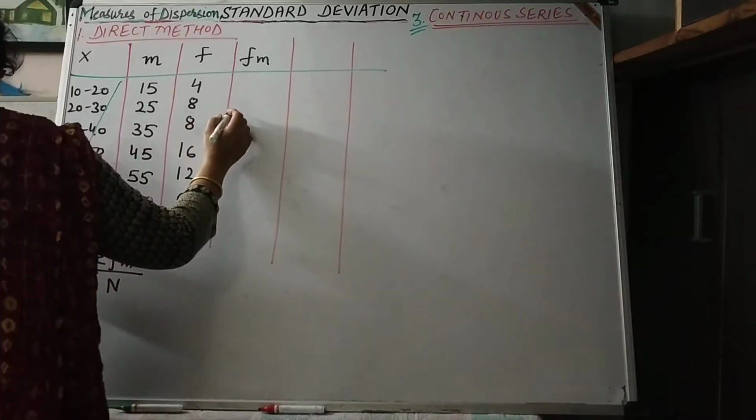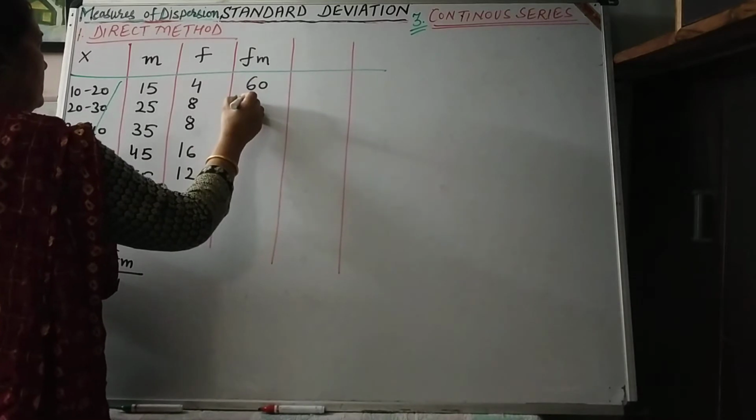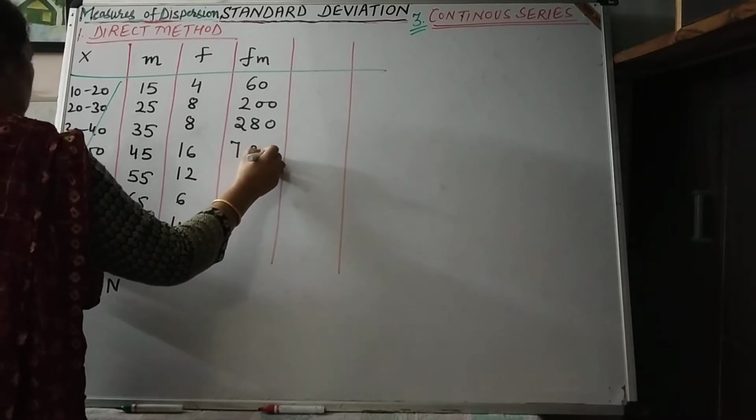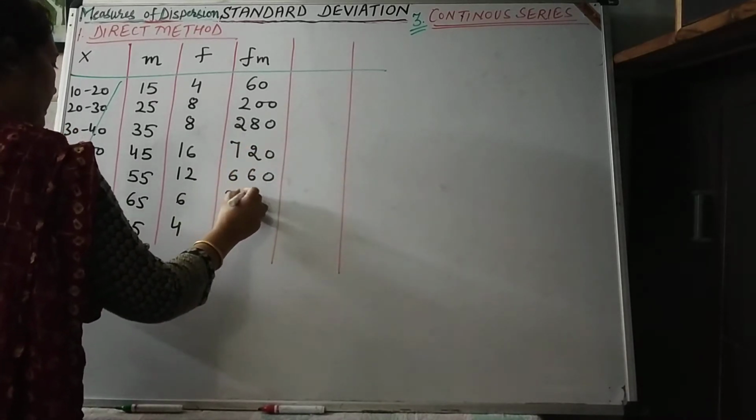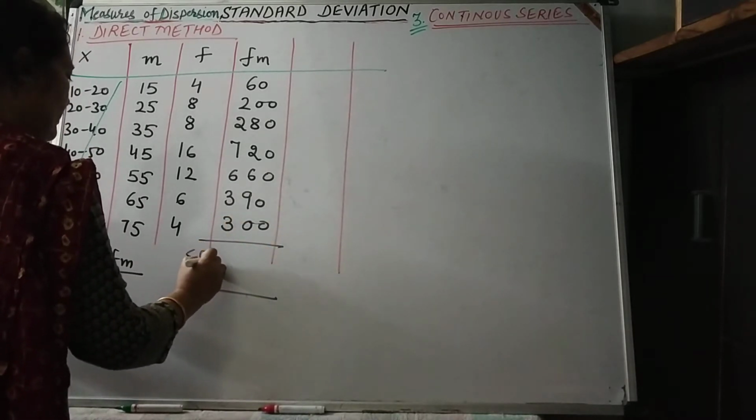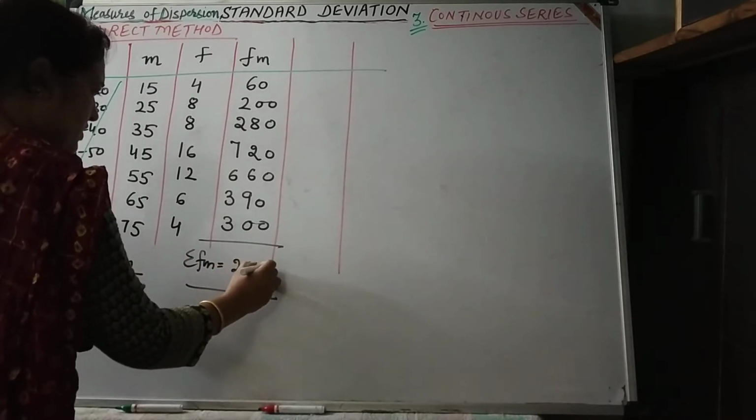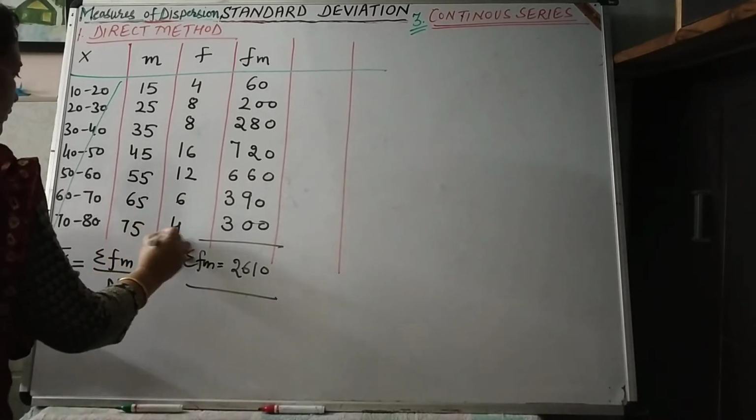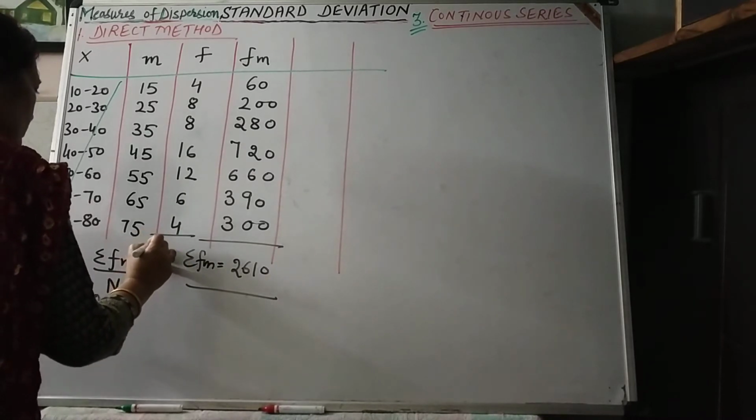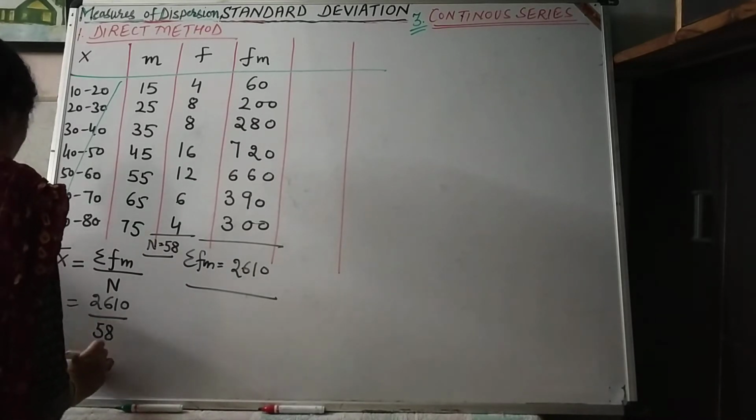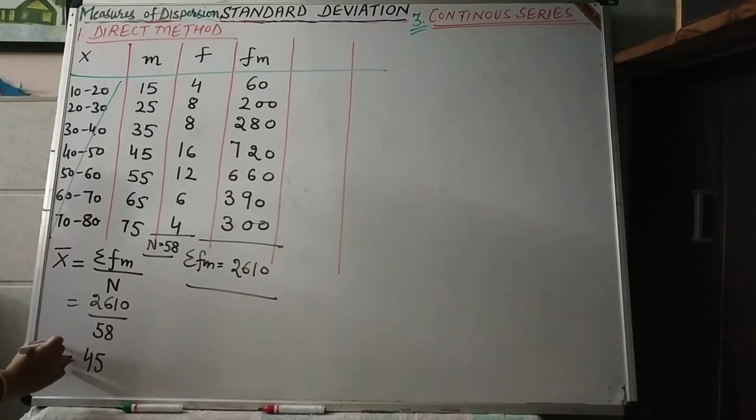So 15 multiplied by 4, it will be 60, then 200, 280, 720, 660, 390 and last one is 300. Sigma fm is equal to 2610. So x bar is equal to 2610 divided by n, and the value of n, frequency, is n equal to 58. 2610 divided by 58 is equal to 45. So the value of arithmetic mean is equal to 45.